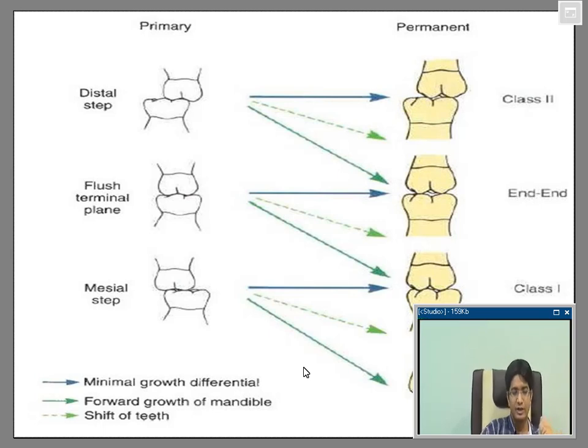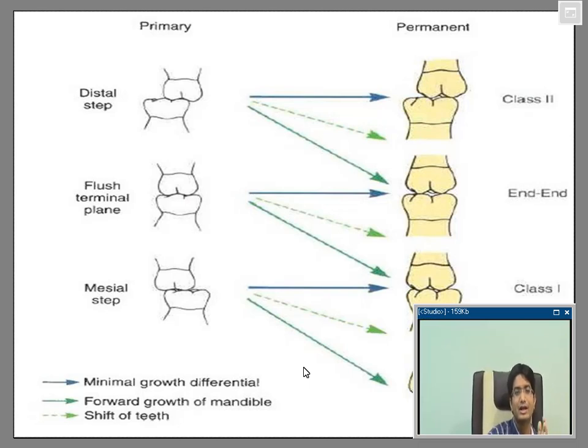Okay, so the distal step will lead to this dotted line. This is the transition from the distal step to the permanent dentition. Three lines are given here. The first line shows the minimal growth differential. The second shows the forward growth of the mandible, and the dotted line will show the final position. The distal step, due to the differential growth of the mandible and due to the leeway space, will lead to a class 2 malocclusion.